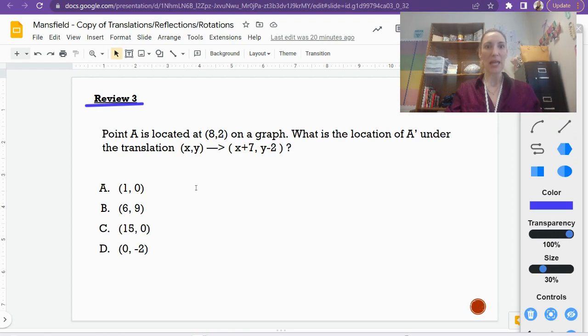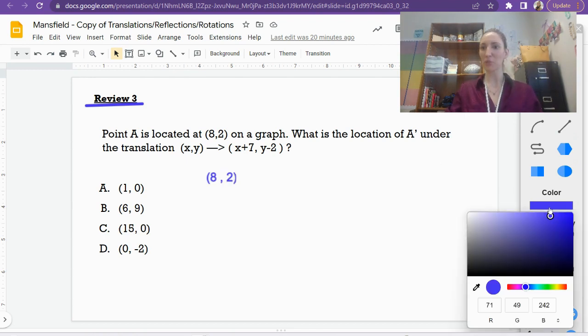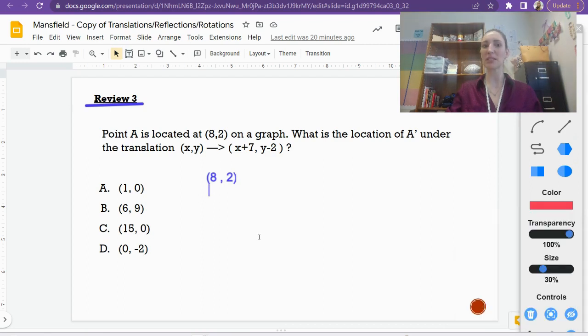So here we go. This is what I wanted to understand. My 8, 2. Do you agree that this 8, let me change the color over here, maybe to a red or something like that, do you agree that this 8 is my X? And this 2, a little lower here, this 2 is my Y. Up until here, is that okay with you guys? I think that's okay, right? The X first and the Y second. Well, this is the transformation that I'm applying to it. This is the translation that I'm applying to it.